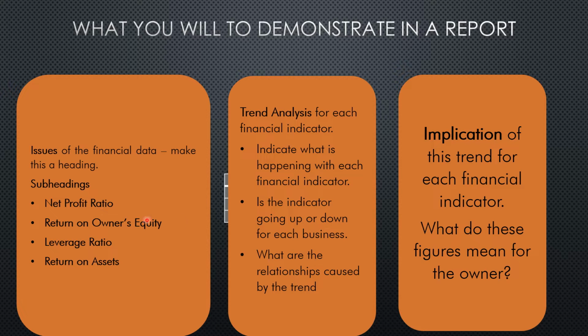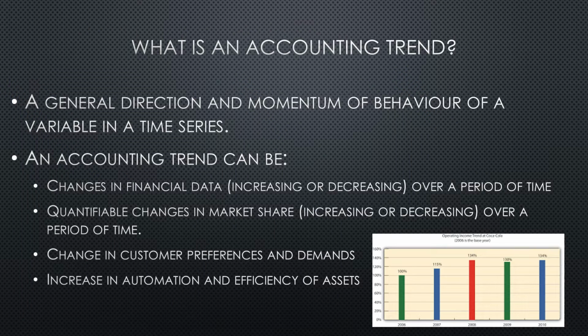We're going to be doing that in another vodcast, but for today, we're going to be concentrating on the trend analysis and identifying trends within those two financial statements. An accounting trend is basically represented by a general direction and momentum of behavior of a variable in a time series. Put that in layman's terms, it basically means that an account, whether that's from a statement of profit or loss in the form of sales, wages, advertising, or cost of goods sold, has increased or decreased over time.